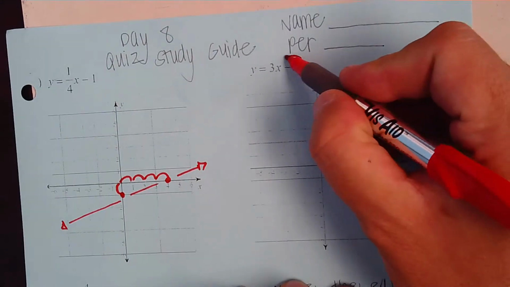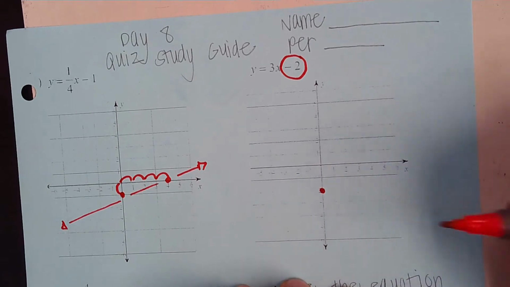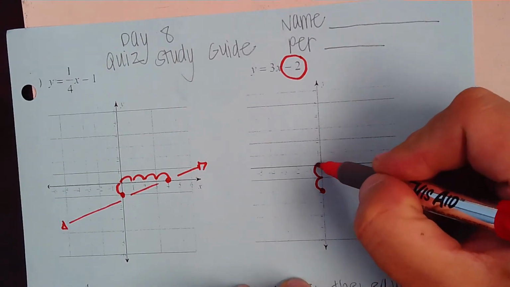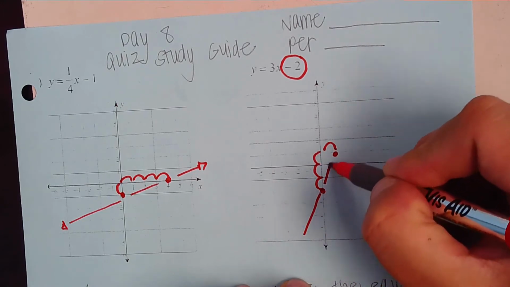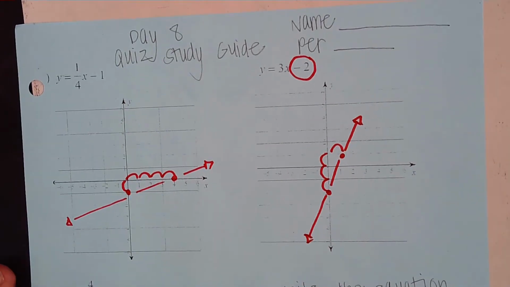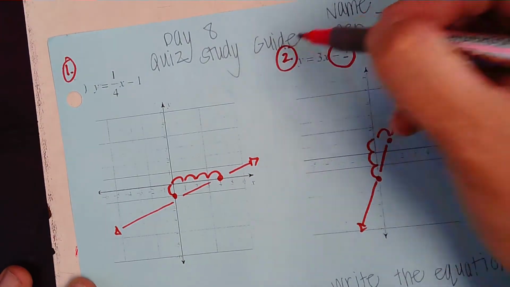Next one, -2. That's where you're going to start. That's your y-intercept at -2. And then you're going to rise up 3, 1, 2, 3, and you're going to run 1. And there is your graph for number 2. I know they're not numbered. Just go ahead and number them for me.